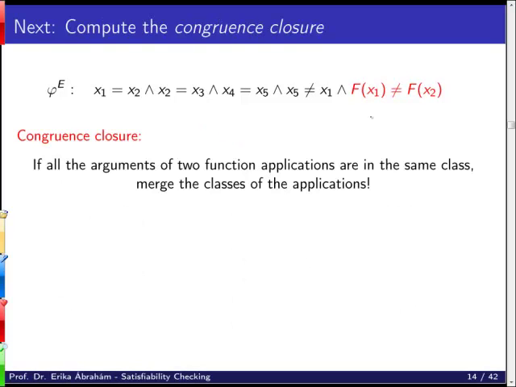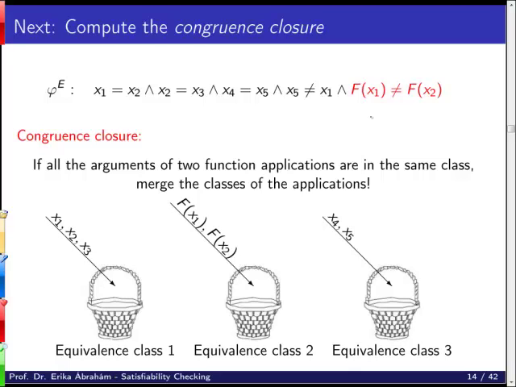So what we need is congruence. If all arguments of two function applications are in the same class, then we merge the classes of the applications. So you have one class for that, and you get that it is unsatisfiable.